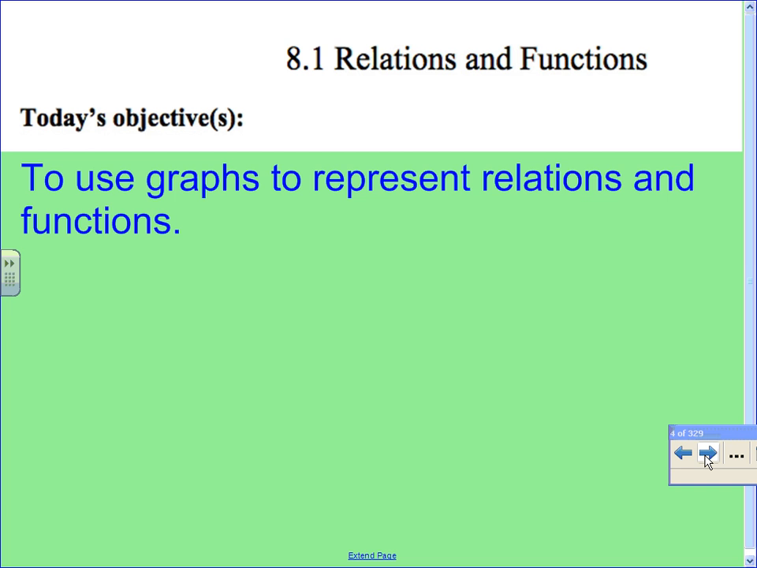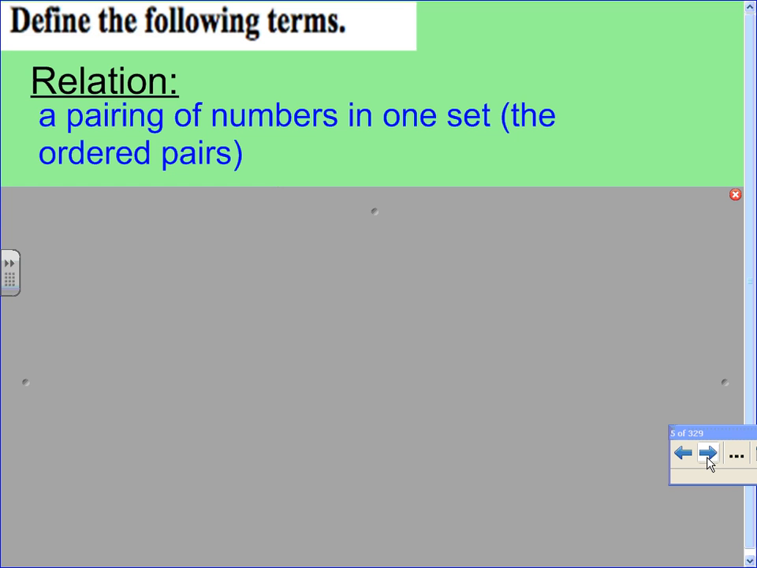So we're going to use graphs to represent relations and functions. Okay, you're on the first page of your tan note packet. Please make sure your name is on both packets. Okay, a relation is just a pairing of numbers in one set. Basically, a relation is just the ordered pairs. And again, you can jot down whatever makes sense to you.